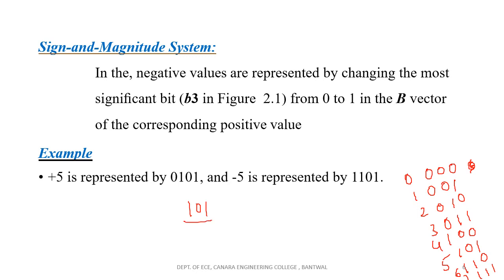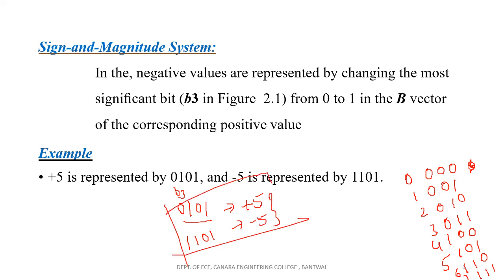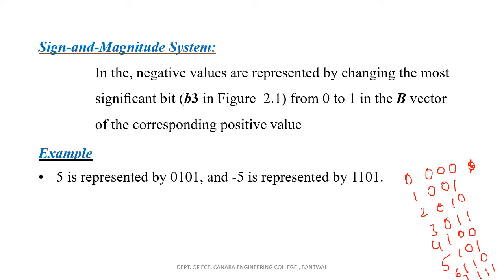101 is 5. In the sign and magnitude system of representing binary numbers, if you add 0 in the MSB position, that is the B3 position after B0, B1, B2, then it becomes plus 5, whereas if you add 1 to the MSB, then it becomes minus 5. This is the representation in case of sign and magnitude. Let us take another example.